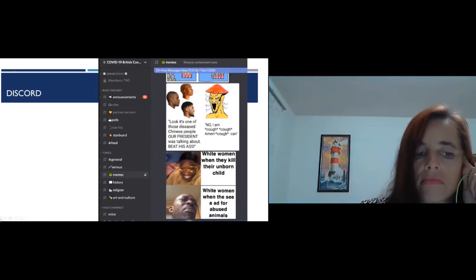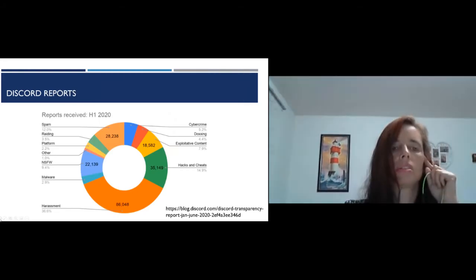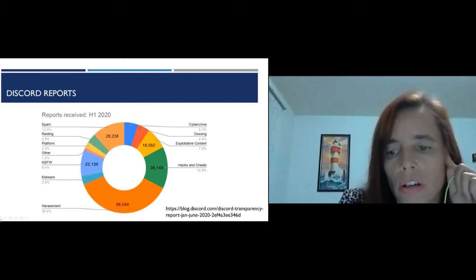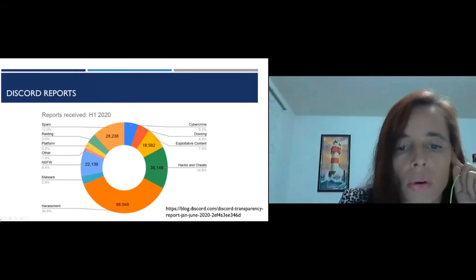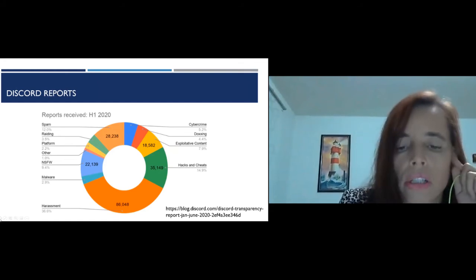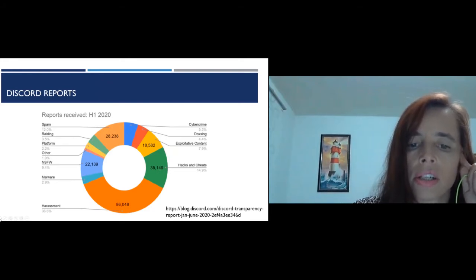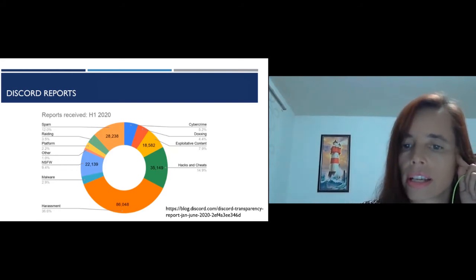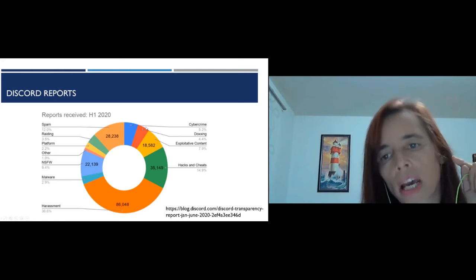But the sad thing about it, Discord reports twice a year, there's transparency reports, they call that, what kind of reports they received for different things. So when other users complain about things, you can see down here harassment, which basically is hate speech, really, makes a huge figure. So it's more than a third of all reports received. And then you can see other things like hacks and cheats and spam and things like that.